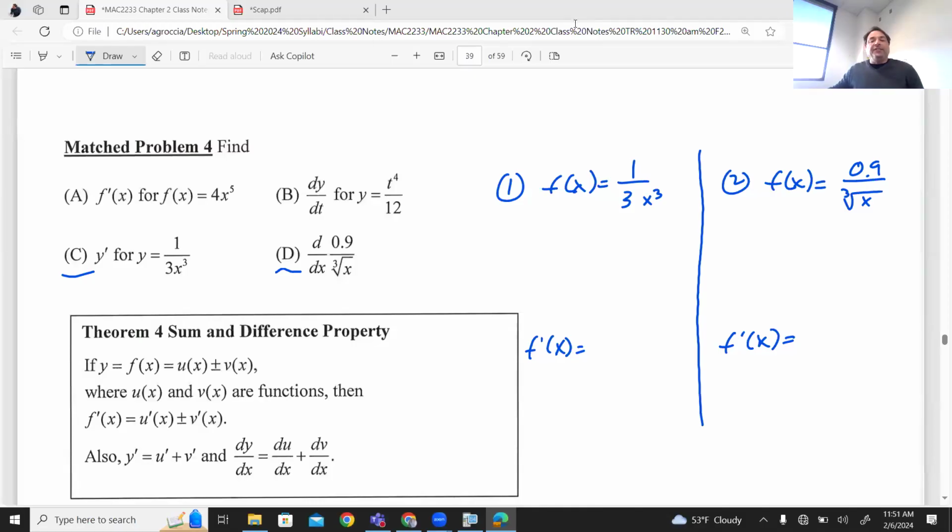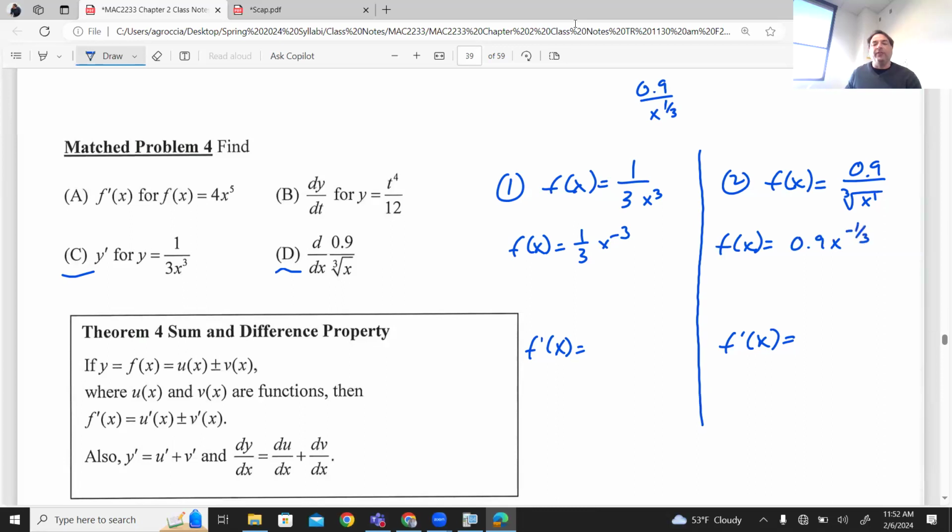So for both of these, I'm going to rewrite it first. And again, this is where we get a little trouble, right? Being able to rewrite it. So this is still the original, 1/3 x to the 3 goes up, x to the negative 3. So I just rewrote it. Didn't take the derivative, just rewrote it. The second one, if you rewrite it, this is the cube root. So this is 0.9 over x to the 1/3, right? There's a 1 here, 3 there, that's 1/3. When it moves up, it's x to the negative 1/3.